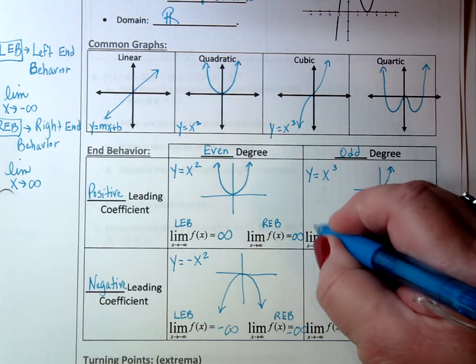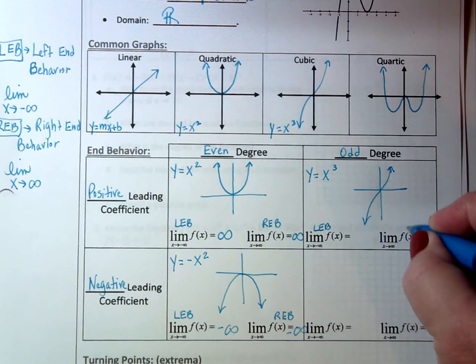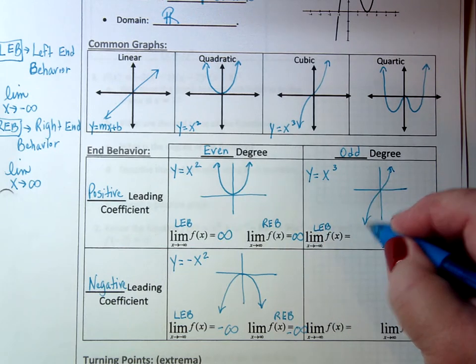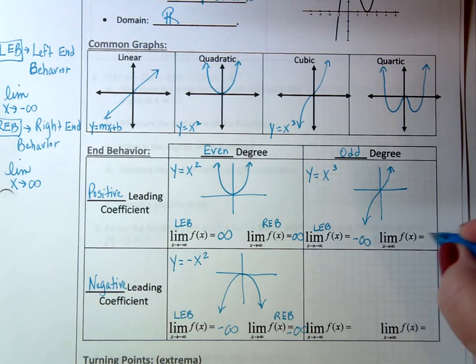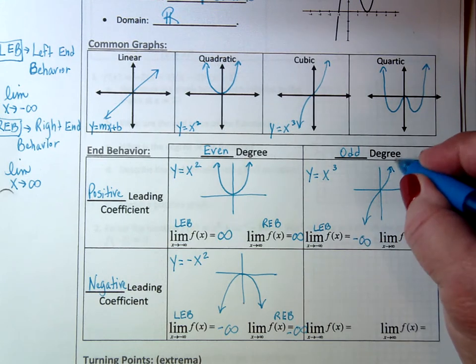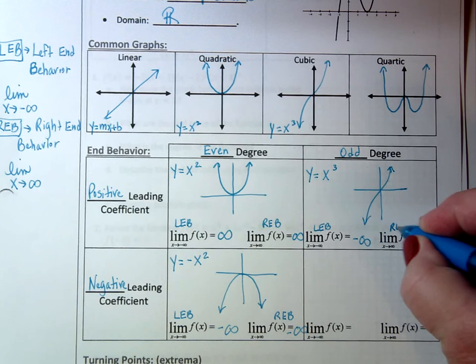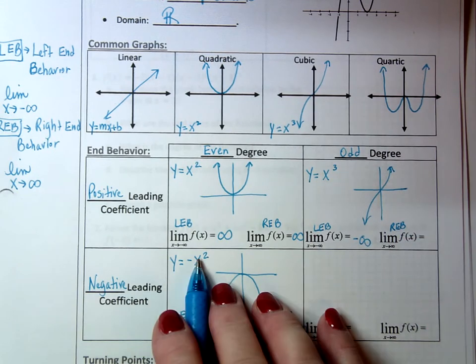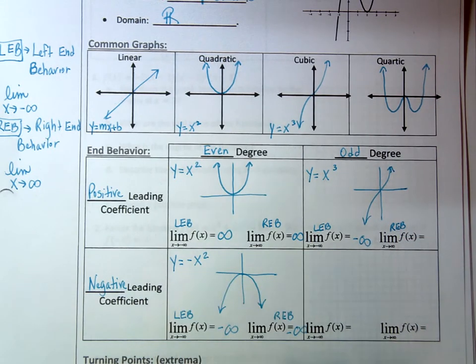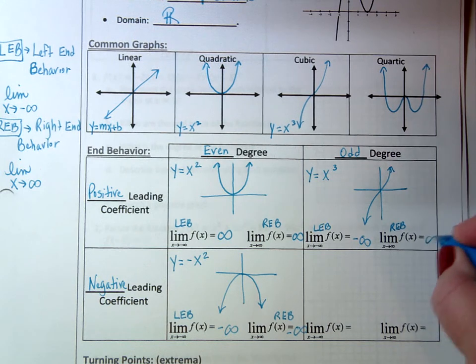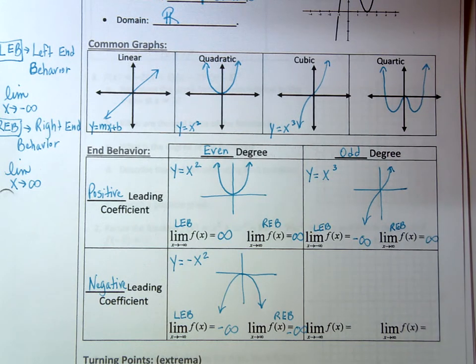So his left end behavior, if I go towards the left, he's going to negative infinity. And if I trace him on the right, he's going to positive infinity. They're different. Where over here with the even functions, they're doing the same thing, left and right. This guy is doing opposites. Those odd guys.